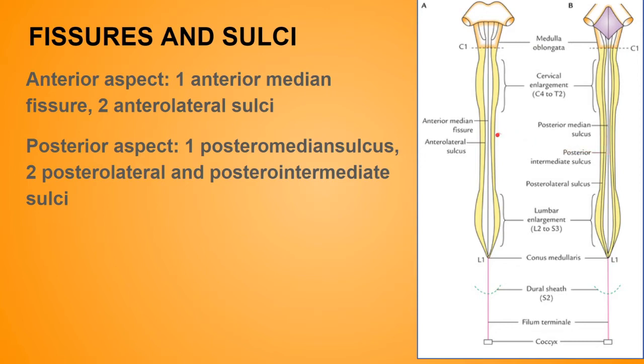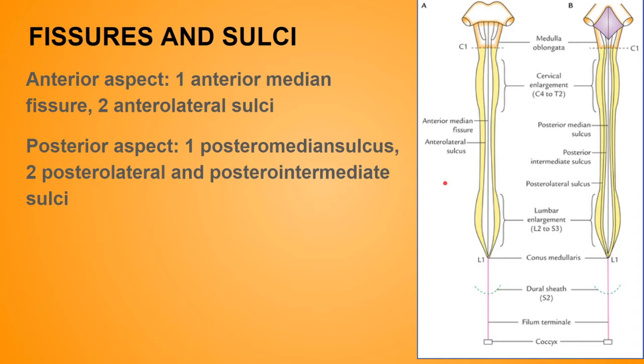Now remember, the surface of this cord is divided into two equal halves by the anteromedian fissure and the posteromedian sulcus. And these two equal halves are further subdivided into posterior, lateral and anterior regions by the anterolateral and the posterolateral sulci. This anterolateral sulcus and the posterolateral sulcus further divide each half of the spinal cord into three regions, that is the posterior, lateral and the anterior.